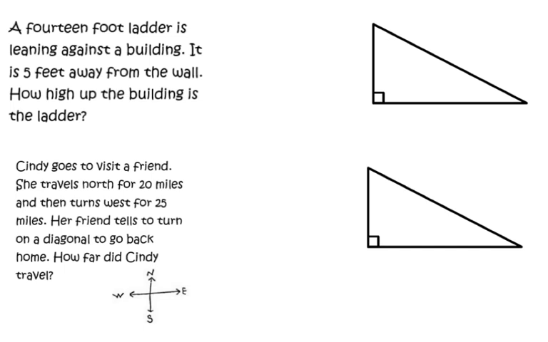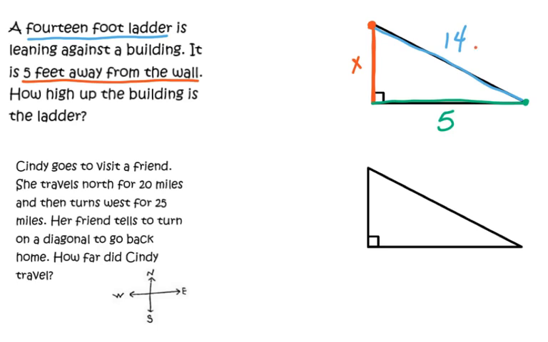All right, next question. A 14-foot ladder is leaning against a building. It is 5 feet away from the wall. How high up the building is the ladder? All right, so I've got a 14-foot ladder, and I know that it's 5 feet away from the wall. So here's my wall, and so I know that the base of the ladder, which is right here, is going to be 5 feet away. So this is 5 feet, and then I know the length of the ladder, which is the hypotenuse, is 14 feet. So I'm looking for how high up on this wall that ladder is going to reach.